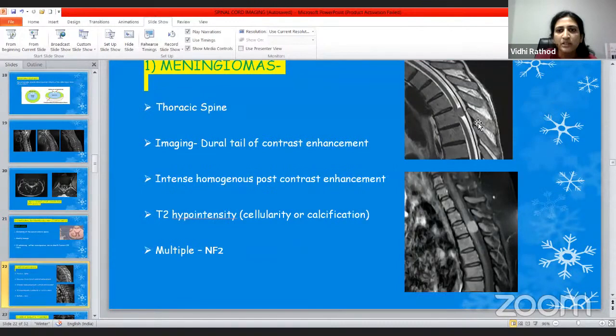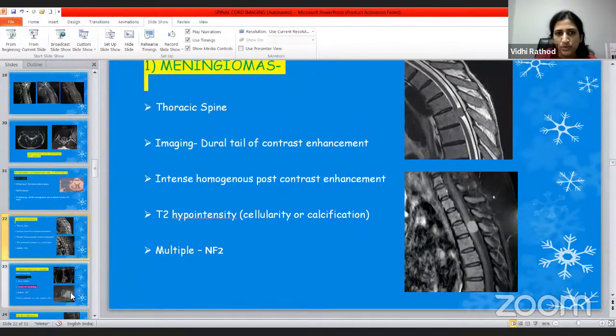Meningiomas are most common in the thoracic spine. On imaging, they appear hypointense on T2 due to cellularity or calcification, and they show intense post-contrast enhancement with the dural tail sign. If the meningiomas are multiple, it is associated with neurofibromatosis.